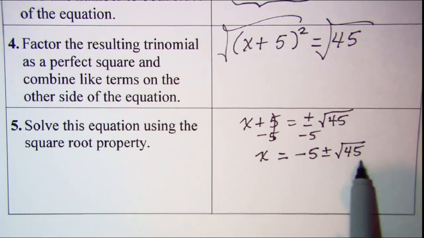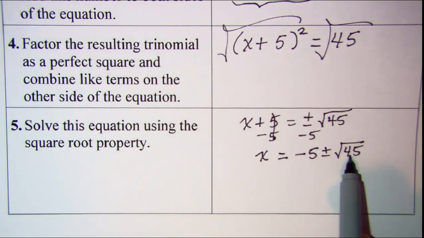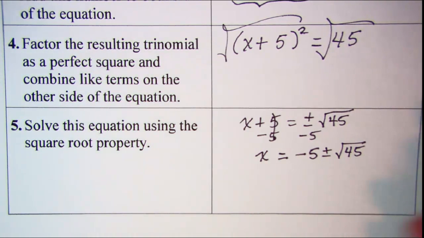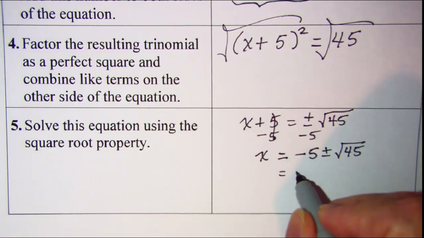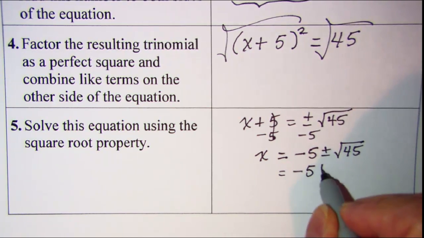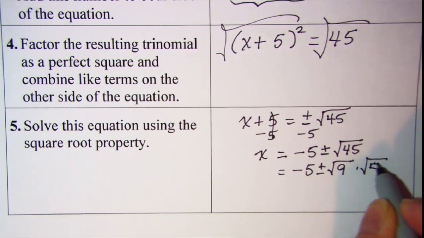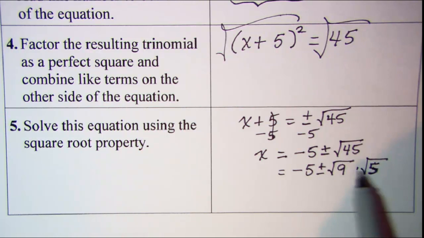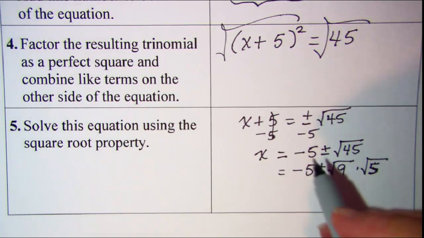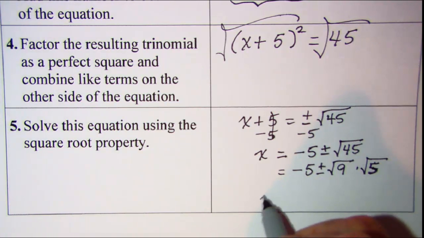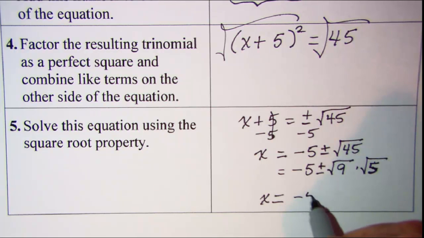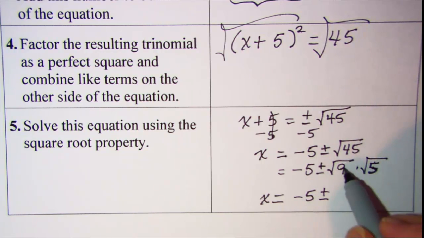The square root of 45 can be broken into the square root of 9 times the square root of 5. So I have negative 5 plus or minus the square root of 9 times square root of 5. We do this because we can square root this 9 and get 3, and that'll simplify that radical sum. So x is equal to negative 5 plus or minus 3 square roots of 5.